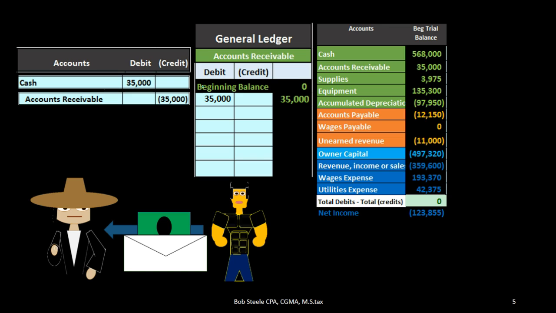I'm going to post the cash first because I don't want to focus on cash. We're not going to be looking at the GL for cash. I'm just going to say cash is going to be a debit increasing the cash. And then we'll focus on the receivable, which we will post to the general ledger.